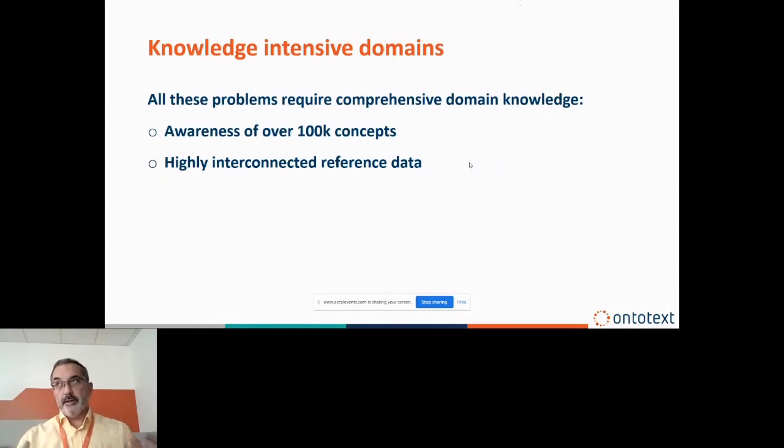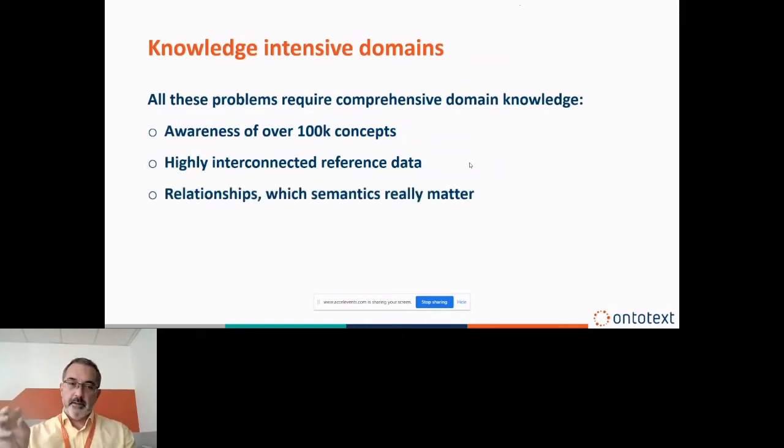So if you take the company domain and the M&A domain, and you draw all possible relationships between these companies, you end up with a very, very hairy graph. And that's an example of a case where you have highly interconnected reference data. An example of a case where you have hundreds of thousands of concepts that the system should be aware of is life sciences. A very, very obvious example of this.